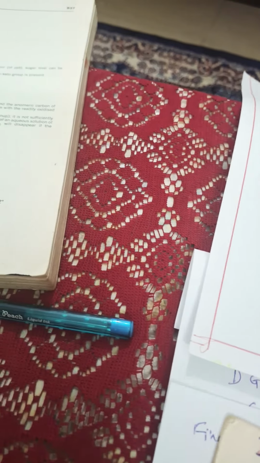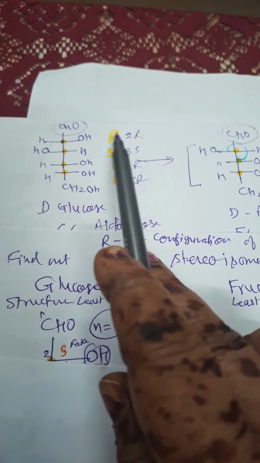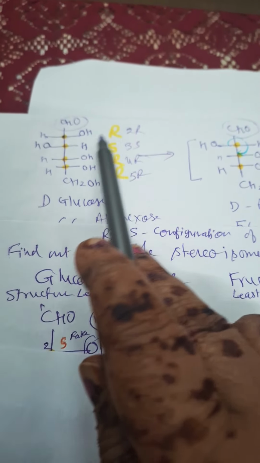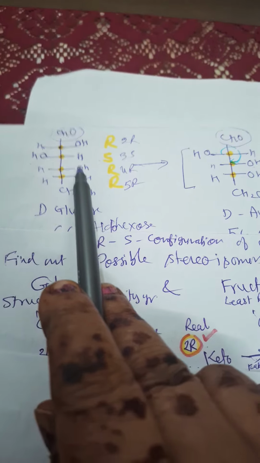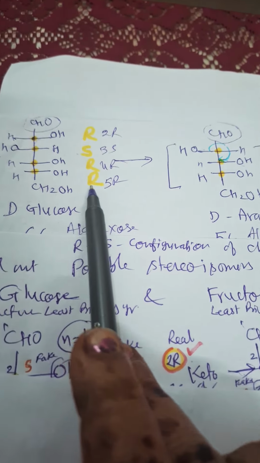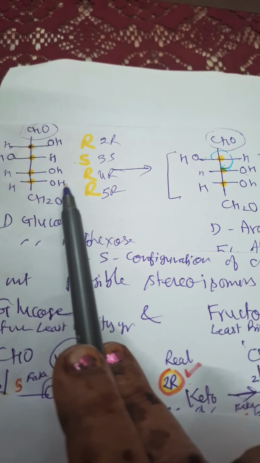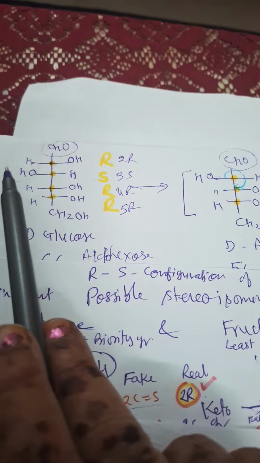Now we will discuss here. See here, this is D-glucose. I have earlier said to you that this is 2R, this is 3S. Right side R, right side OH, R. Real means R configuration here. Right side R, left side S, opposite to it is S.